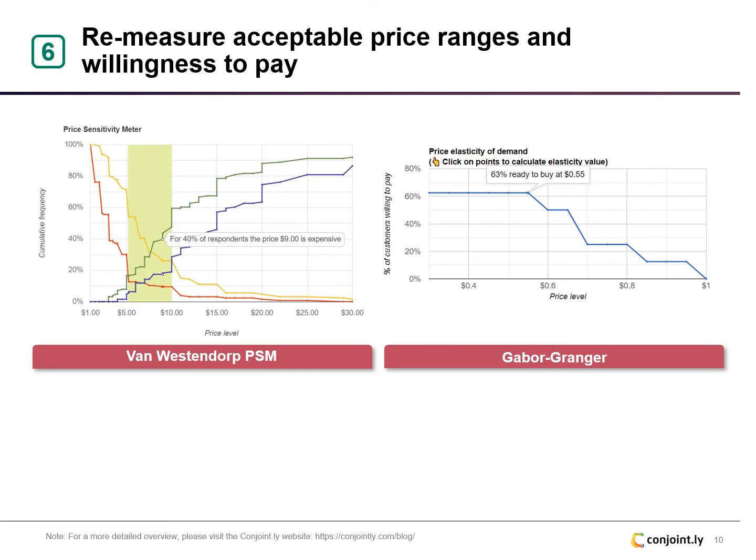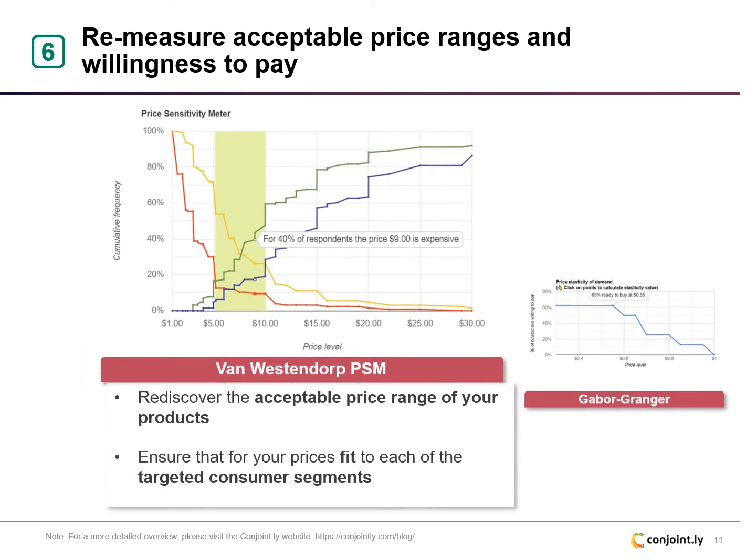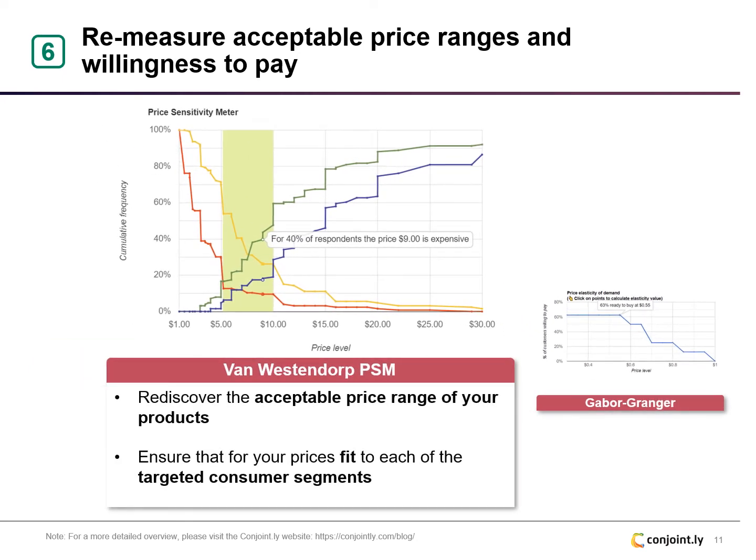Businesses are also recommended to re-examine acceptable price ranges and willingness to pay during times of high inflation, as previous data may become obsolete for predicting buying behavior and responses to price increases. Established pricing research methodologies like Van Westendorp's price sensitivity meter and Gabor-Granger are ideal for these situations. Van Westendorp's price sensitivity meter enables market researchers to identify the acceptable price range and willingness to pay to ensure that prices fit each of the targeted consumer segments.